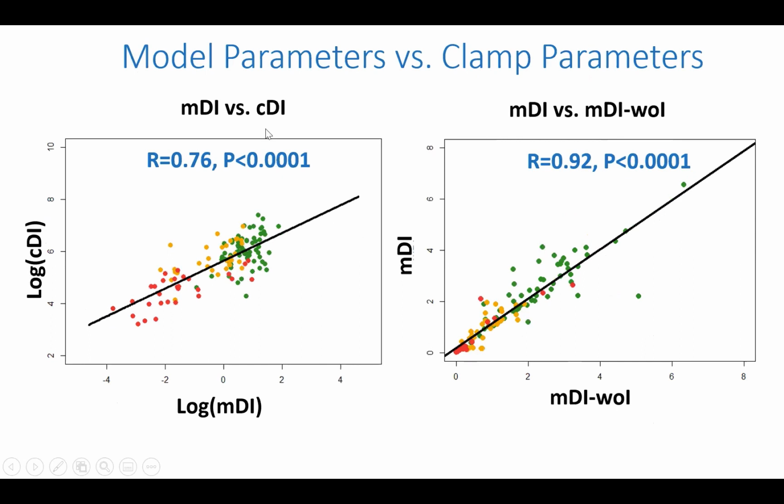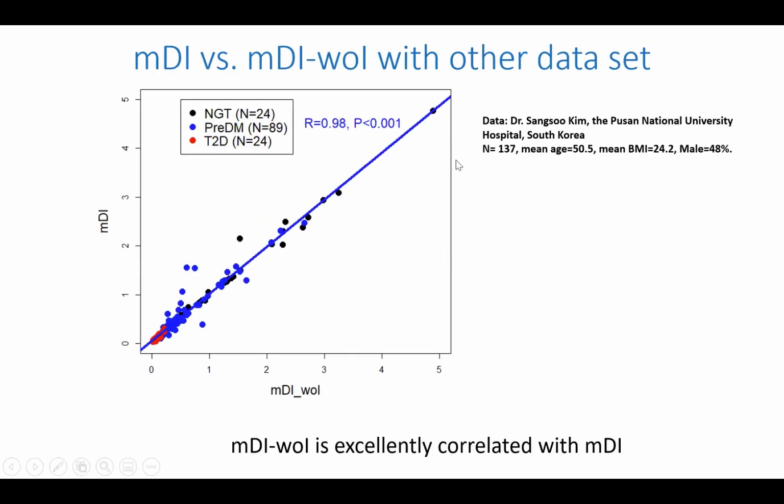Now we compare clamp DI versus model DI. There is also a strong correlation. Now we compare MDI with insulin and without insulin. The correlation is 0.92, very strong, and the slope is close to 1. So we can use MDI without insulin rather than MDI. For a double check, I used a different data set from South Korea. I compared MDI versus MDI without insulin. As you can see, R is now 0.98, strongly correlated.